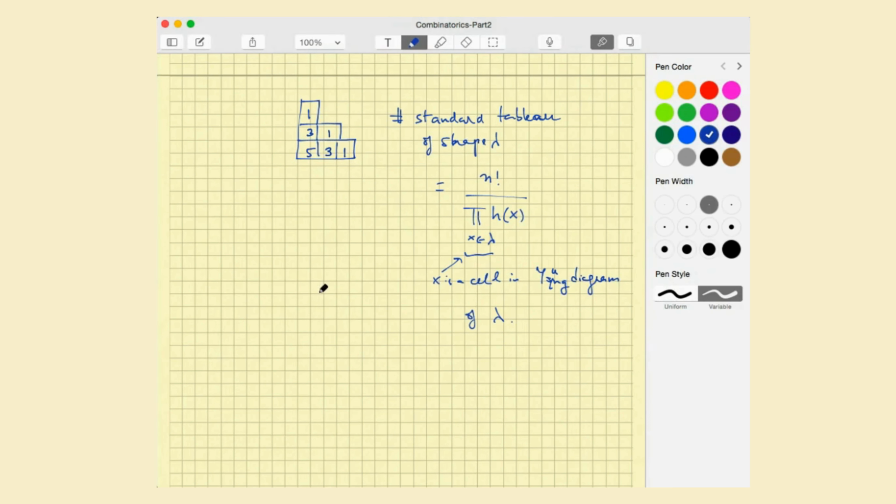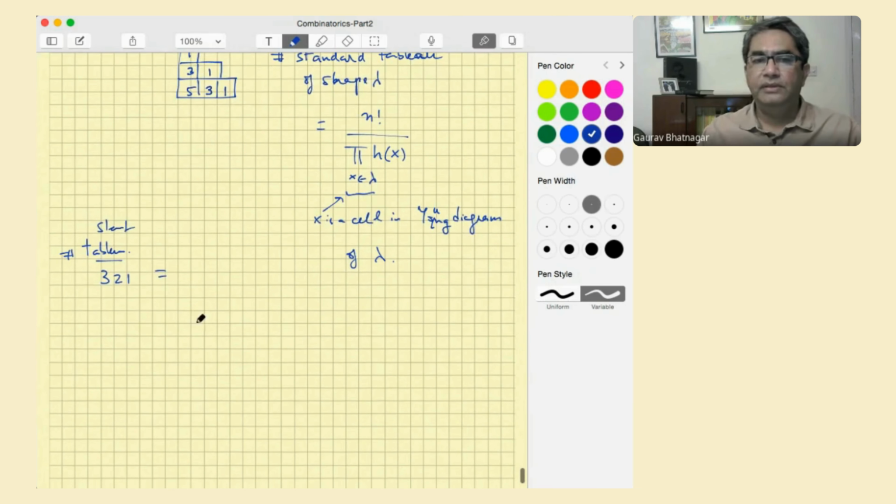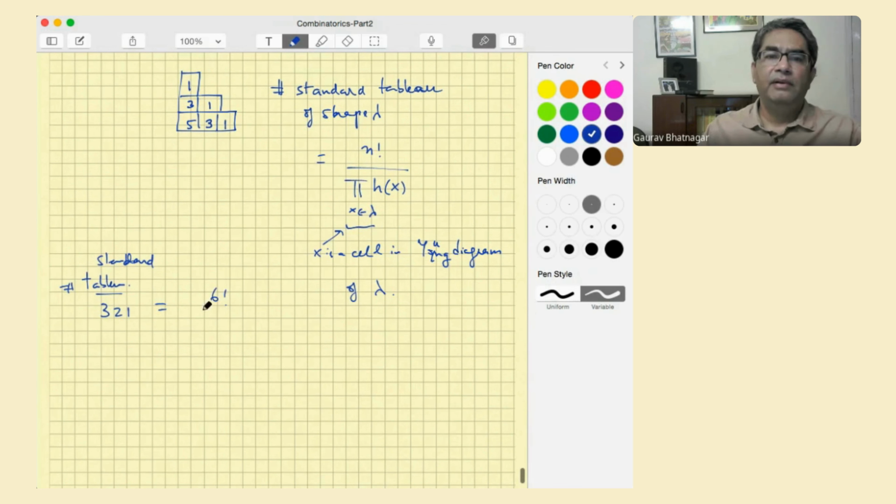So just to do this example, what is the number of standard tableau of this shape, which is 3? By standard I mean things which are always increasing. So not semi-standard. Semi-standard was weakly increasing on the left. But let's just do this. So there are 6 of them. And then you just do 1 into 3 into 1 into 5 into 3 into 1.